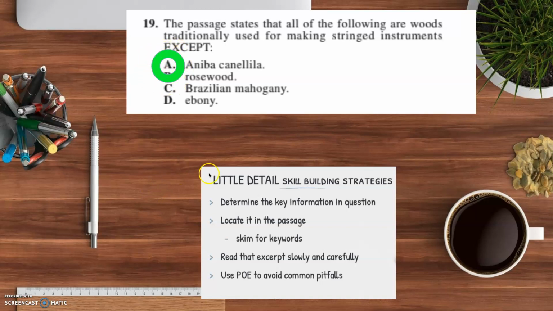So hopefully you've seen how we can use these strategies to help us efficiently and accurately locate the answers for little detail questions on the ACT reading section.